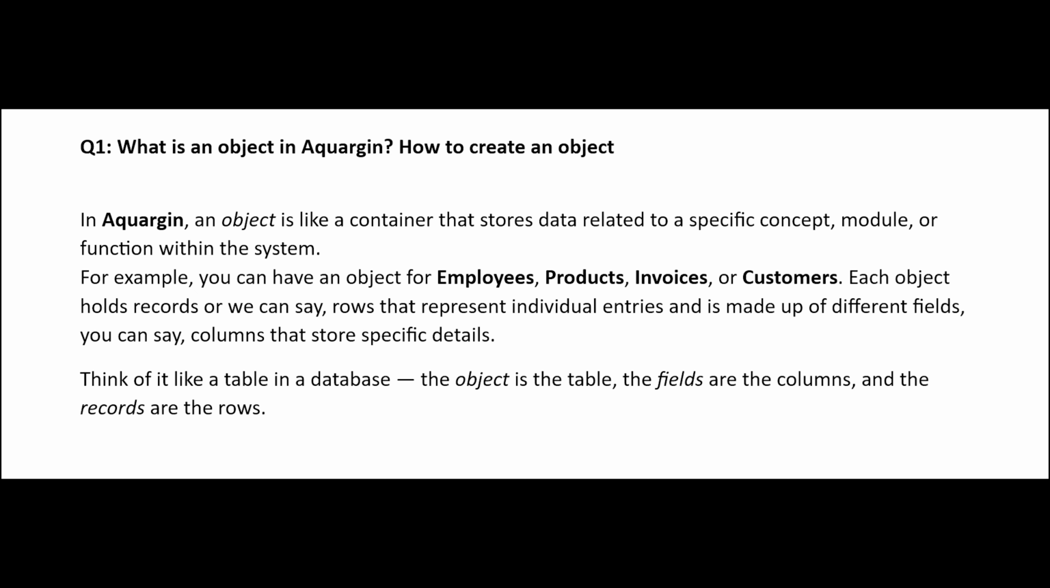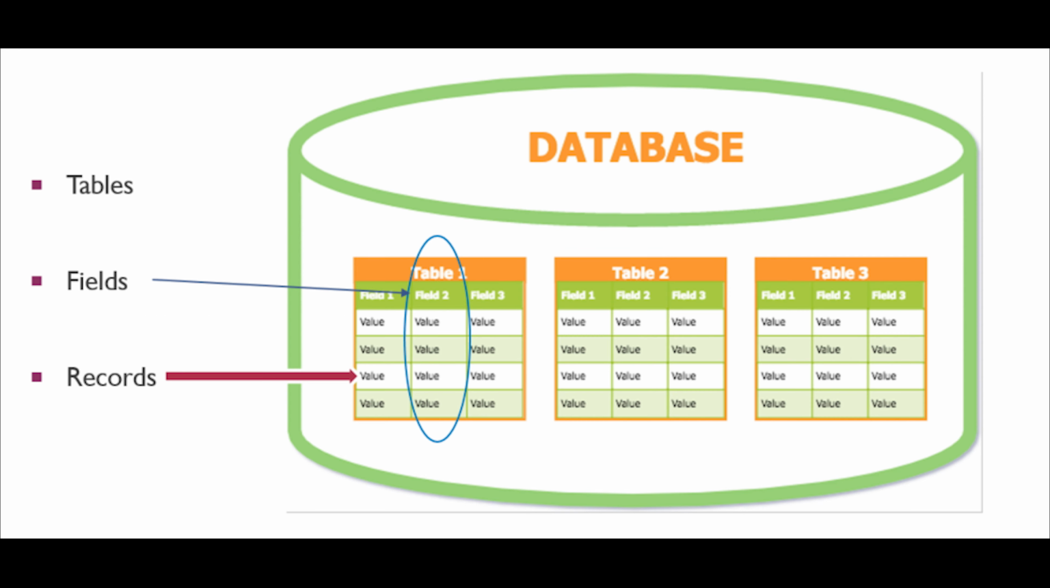Each object holds records, or we can say rows, that represent individual entries, and is made up of different fields, you can say columns, that store specific details. Think of it like a table in a database. The object is the table, the fields are the columns, and the records are the rows.